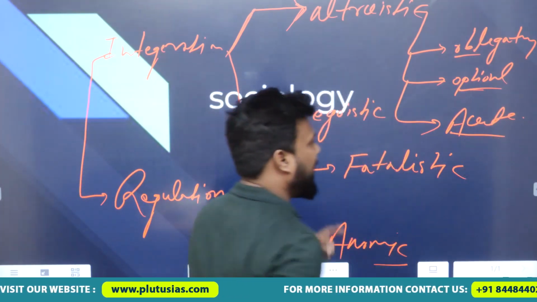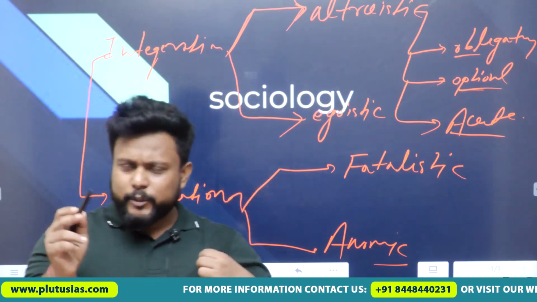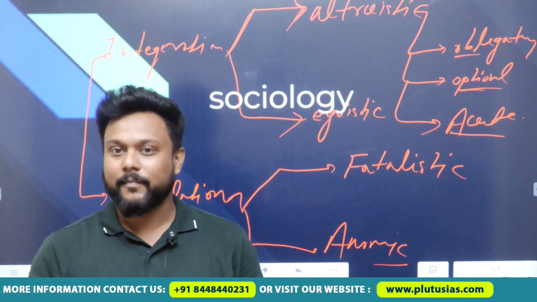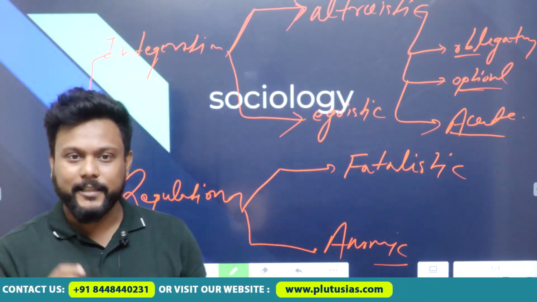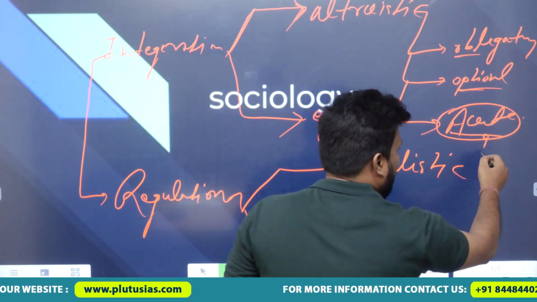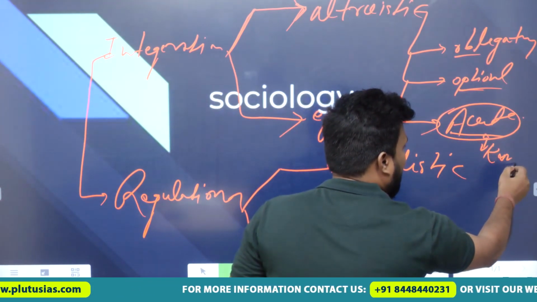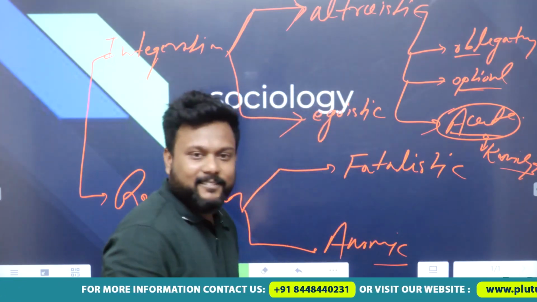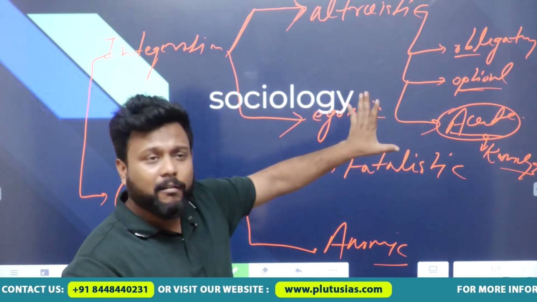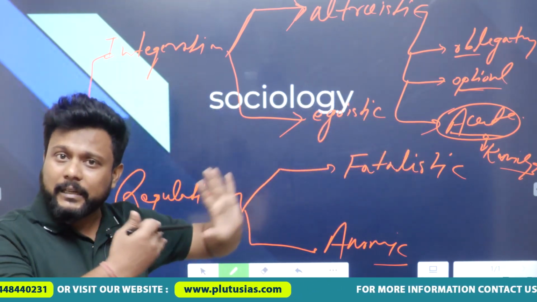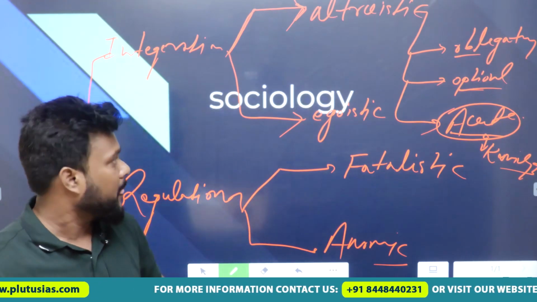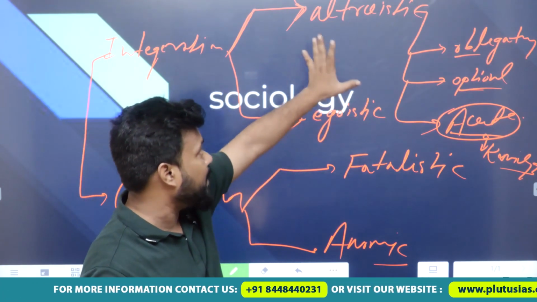Again, there is acute. Here the individual commits suicide in order to feel the joy of after death. For example, you can see the phenomenon of Cavalier in Jainism. They commit suicide, and these are all examples of what? Where the person feels connected, or has a closeness with this group. So this is an example of altruistic.